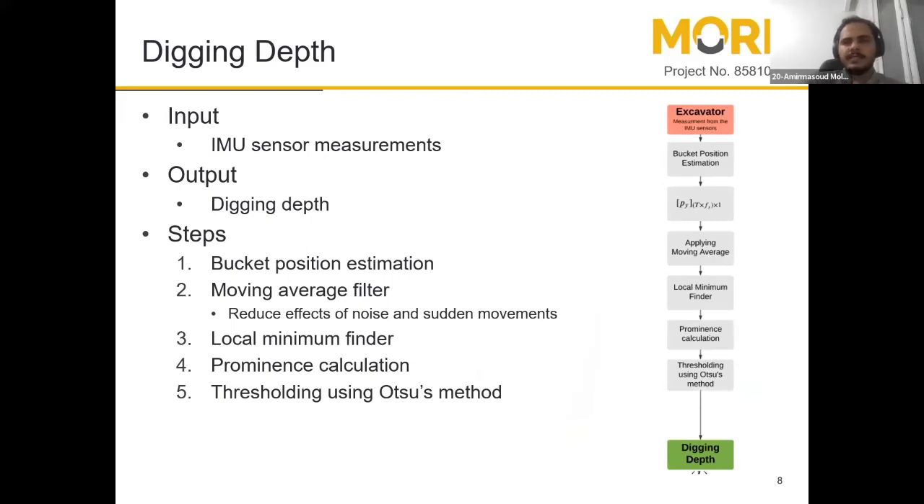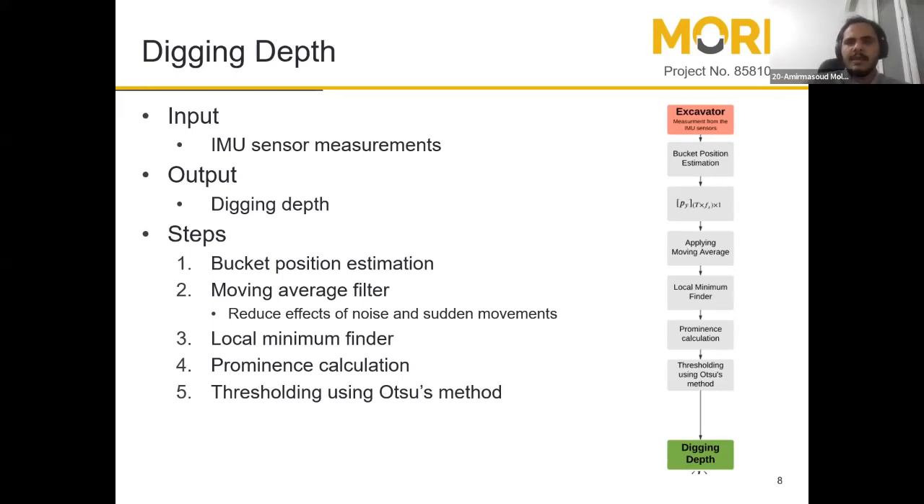Now in this slide, you can see the flowchart for the digging depth estimation. For the input, we have the IMU sensor, and for the output, we have the digging depth. In this approach, firstly, we use the measurements of the IMU sensors that are attached to the different parts of the machine: bucket, boom, arm. We calculate the position of the bucket based on the kinematics of the machine and the measurements of the IMU sensor. Then we apply the moving average filter to reduce the noise and sudden movements of the machine.